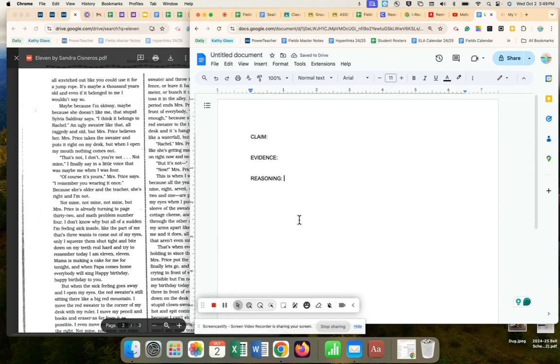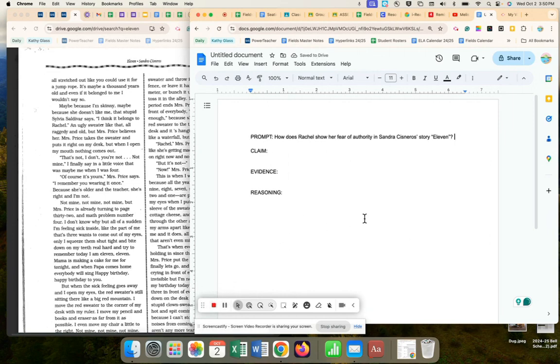I want you to label your paper: claim, evidence, reasoning. It will help keep you organized, and it will help you understand the components of this type of academic writing. Whether it's called a CER, RACES, ACE, or a body paragraph, it is the same thing. Okay, so labeling this will help you understand, and once you fully understand, you won't need these labels any longer.